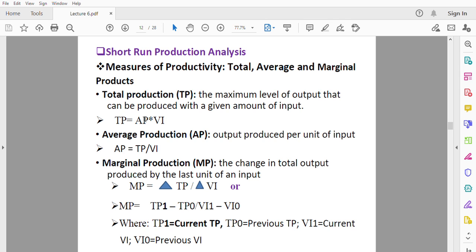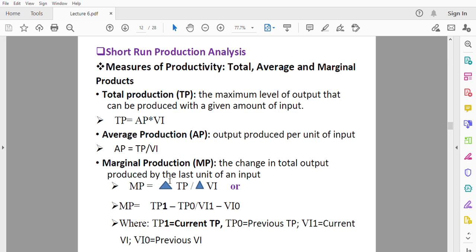Now let's look at average product also. Average product is the output produced per unit of input. So it is the total product divided by the variable input. And the next thing we want to look at is the marginal product. Marginal product is the change in total output produced by the last unit of an input. So as you added an extra input, what change did it bring to your total product? Basically that is marginal product.